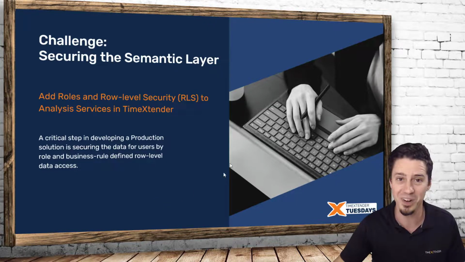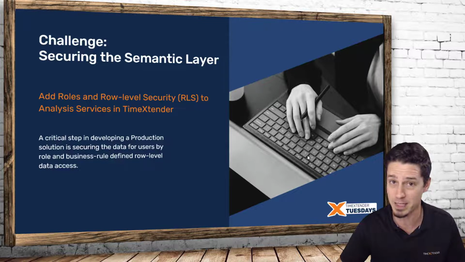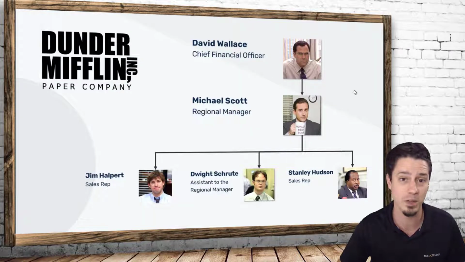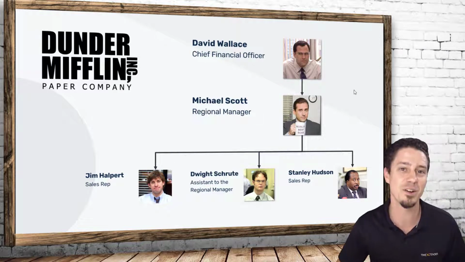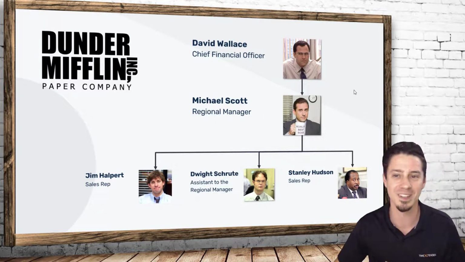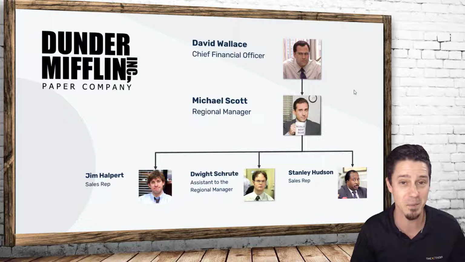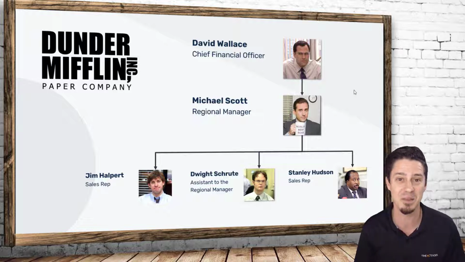So we're going to look at doing this for an organization. The organization we're going to be looking at today, some of you might even be familiar with it. We're going to be taking a look at an organization known as the Dunder Mifflin Paper Company. So I thought this would be fun. Maybe some of you out there recognize some of these names, some of these characters.